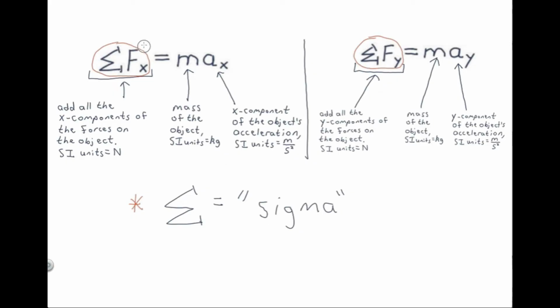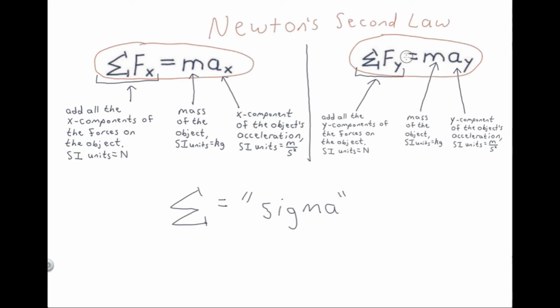So this expression tells us that on the left side of this equation, we should add all the x components of the forces on the object. And this expression tells us that on the left side of this equation, we should add all the y components of the forces on the object. Remember, these two equations are referred to as the Newton's second law equations.